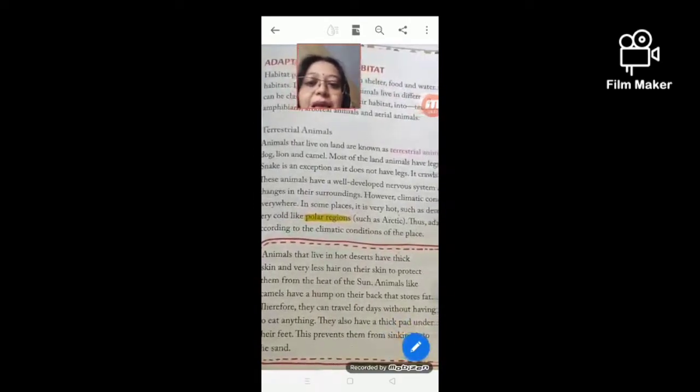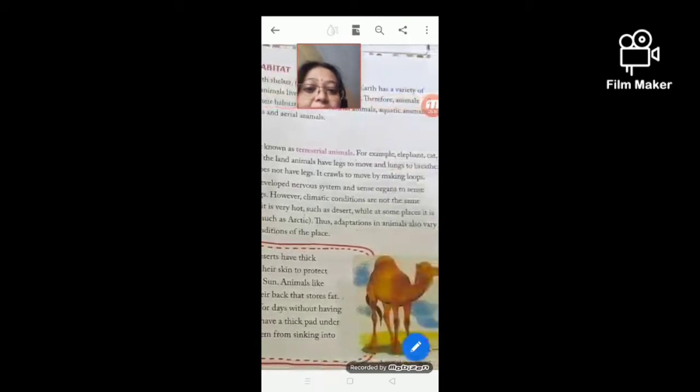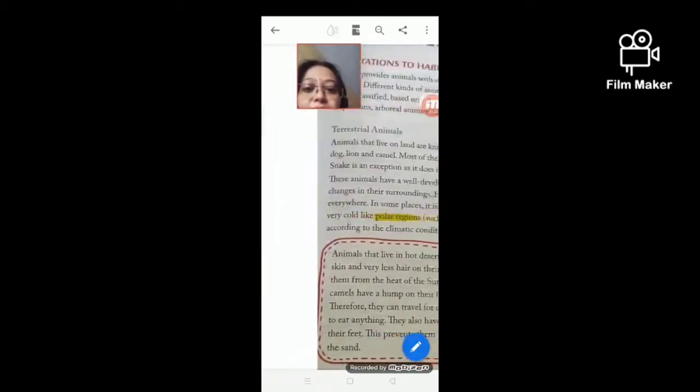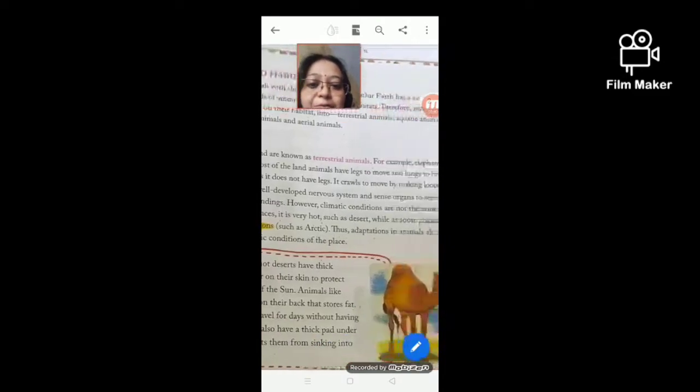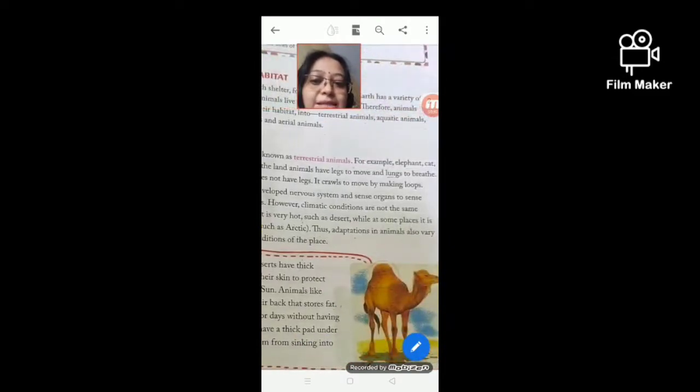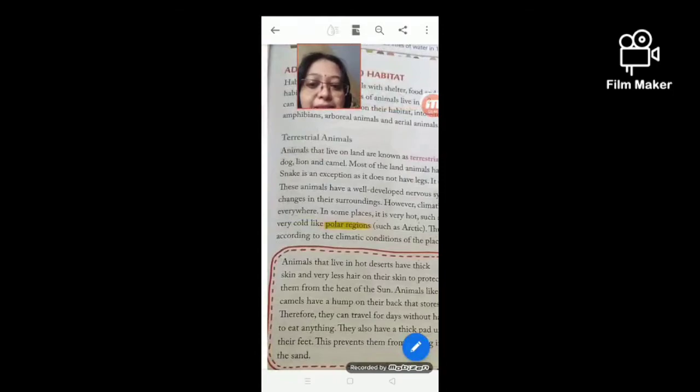These animals have a well developed nervous system and sense organs to sense changes in their surroundings. So that they can sense danger, and they can sense different changes in their surroundings.